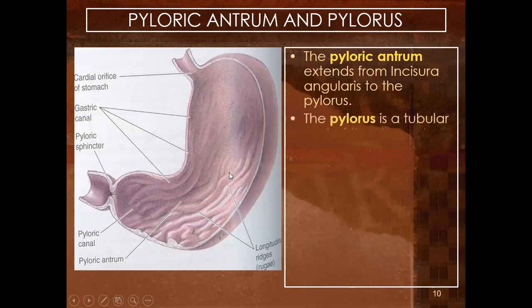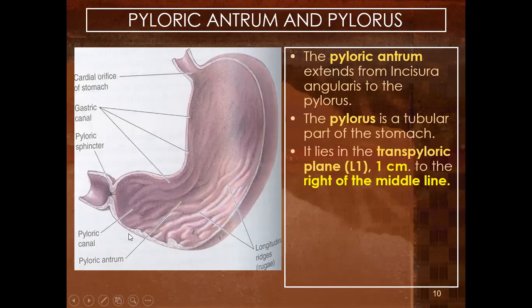The pylorus is the tubular part of the stomach. As I said, it is tube-like, just like other parts of the intestine. It lies in the transpyloric plane at the level of L1. If you remember, before we had discussed the transpyloric plane, it is a horizontal line extending all the way from one side of the abdomen to the other side to divide it into 9 quadrants.